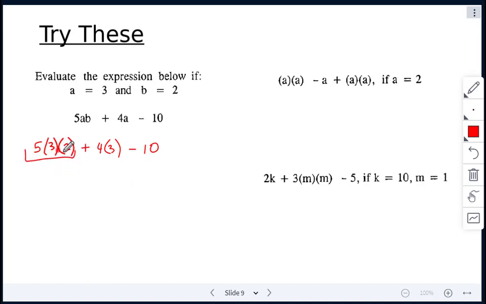5 times 3 times 2. That should give you 30. Then we have this part here, 4 times 3, so it's plus 12. And then we have minus 10. All right, so I'm just going to go ahead and show the steps still. So we have 30 plus 12, which gives me 42. And then I have minus 10. And so our answer is 32.